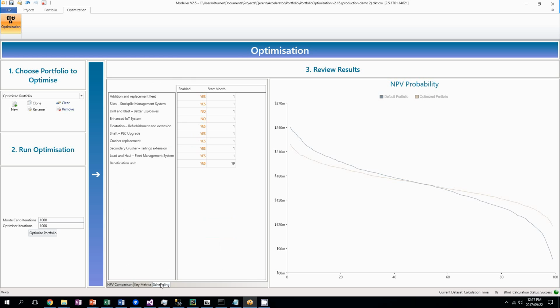So how the optimizer has achieved that is really by switching off 2 projects which contribute more risk than return, and by delaying the implementation of the beneficiation unit by 19 months, which then satisfies the capital constraints that we had set up. So essentially we run all of the other projects immediately, and then we delay our big capital investment by a few months until we have built up the cash flow.